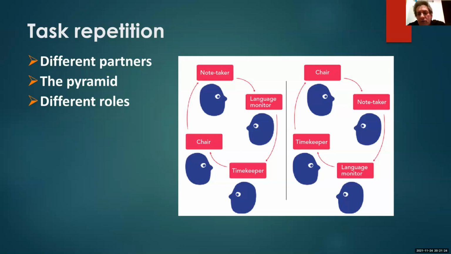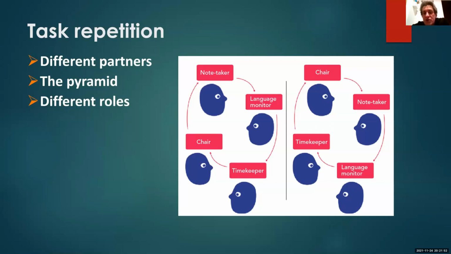But there are other roles which are possible. One that I've used quite often is a language monitor. So this time they're working in groups of 3 rather than simply pairs. And the language monitor has as a job simply the job of writing down any problems that the other pair had in trying to express their ideas. At the end of the activity, then there is an opportunity to discuss these problems and find solutions.